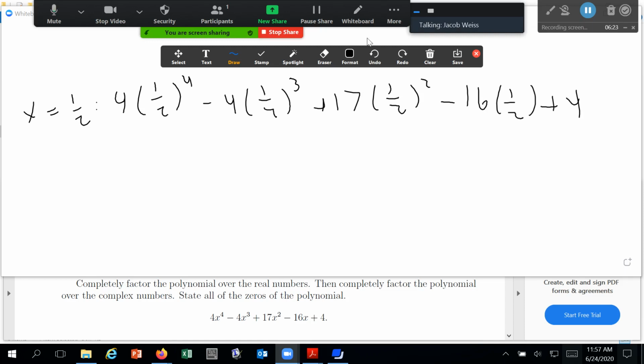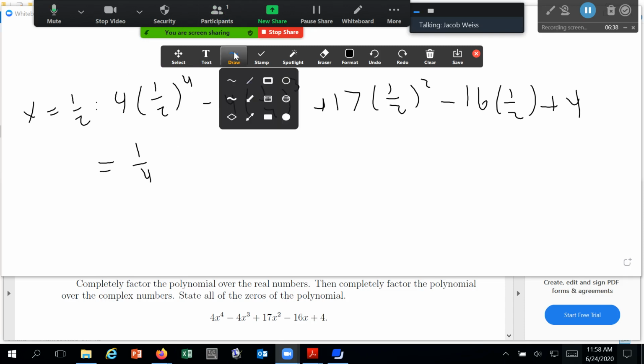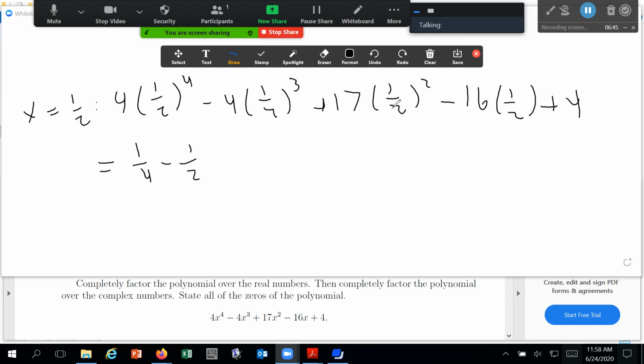All right, so plugging in x equals 1/2. Let's see what we get here. So 1/2 to the 4th, by the way, that is going to be 1/16. So we have 4 over 16, so that equals 1/4. Okay. 1/2 to the 3rd power is 1/8 times -4 is -1/2. This is going to be equal to 1/2 squared is 1/4 times 17 is +17/4. 16 times 1/2 is 8, so this is -8, and then +4.